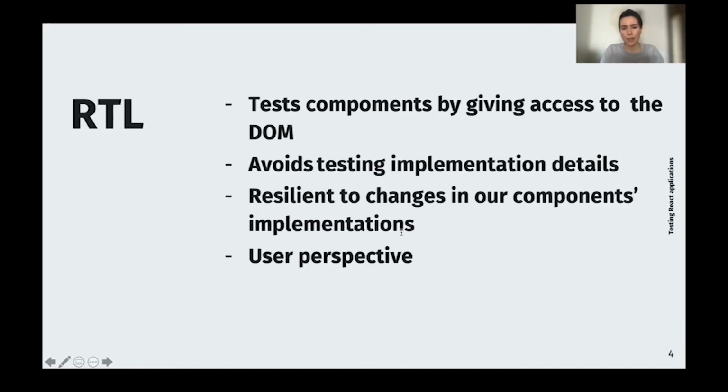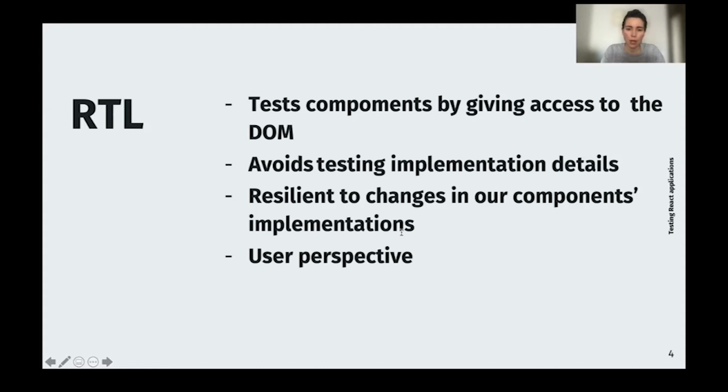And with React Testing Library, you cannot pick inside the state or implementation of your component like you can with Enzyme, but it gives you access to the DOM. This means that it avoids testing implementation details. It's not going to care about state variables or props. So your code is resilient to changes in your component's implementation.